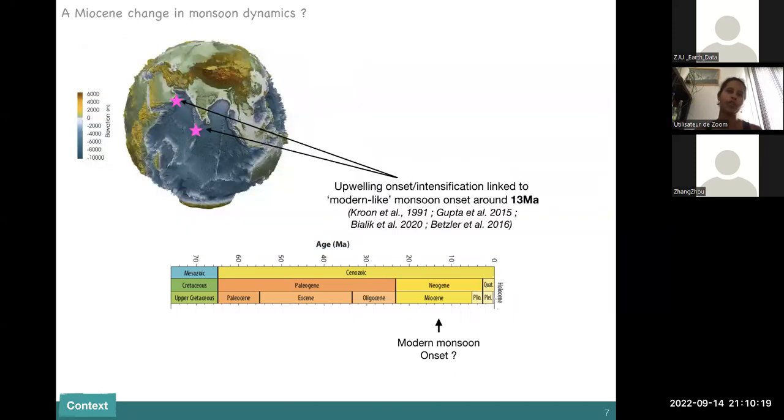All those records of biological activity in upwelling zones, in addition to other records in the Maldives region that show current variation, are interpreted as the settlement of the modern monsoon somewhere during the Miocene. By modern monsoon, what the authors usually refer to is the monsoon with modern atmospheric circulation pattern or strength.